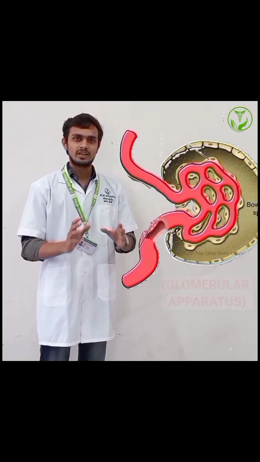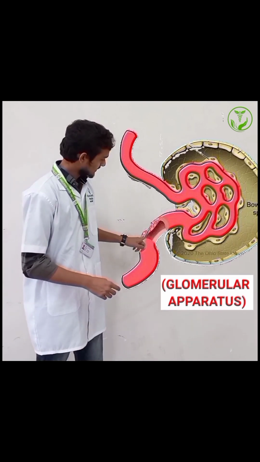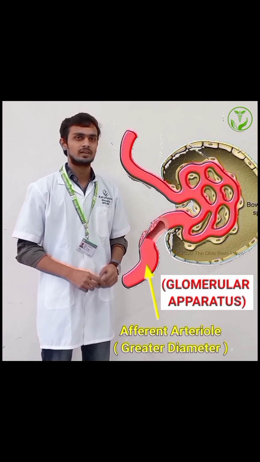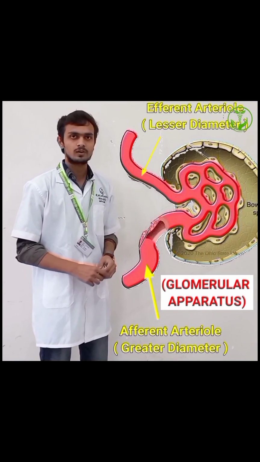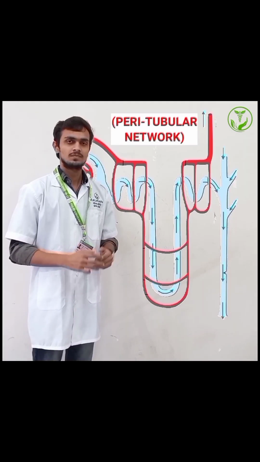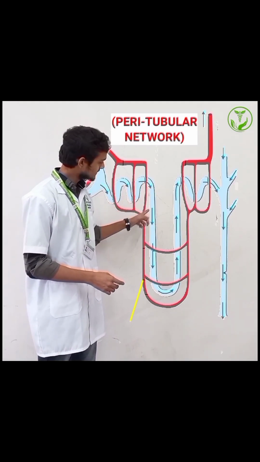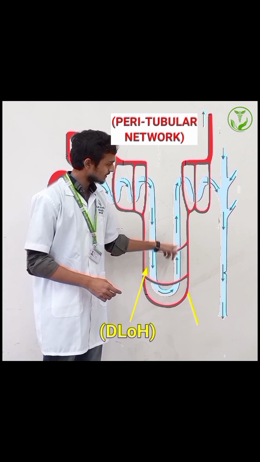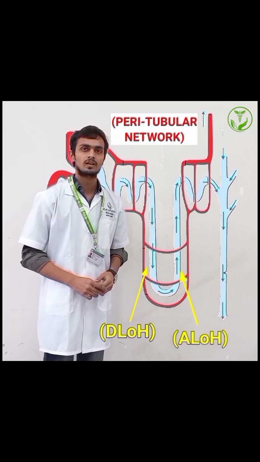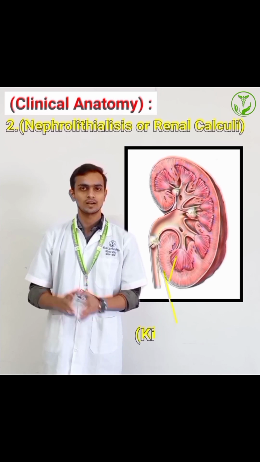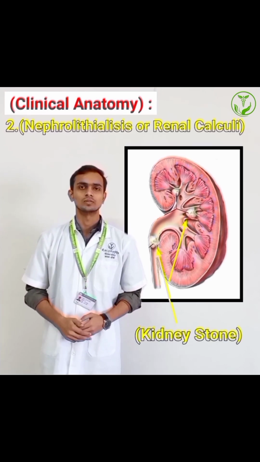The glomerular apparatus is formed by the afferent arteriole, which is greater in diameter and comes out as the efferent arteriole, which is lesser in diameter. This efferent arteriole further supplies the descending limb of the loop of Henle and the ascending limb of the loop of Henle as the peritubular network. The third disease is nephrolithiasis, also called renal calculi, which is kidney stone.